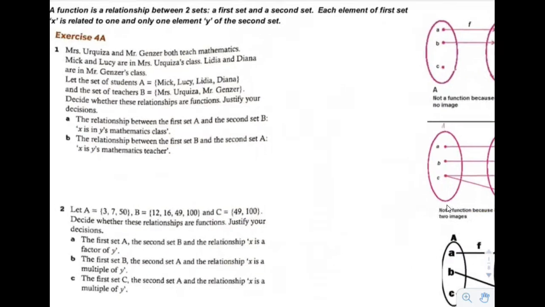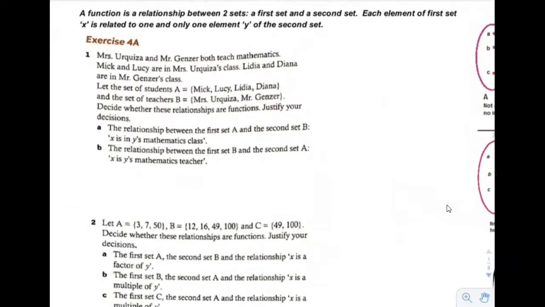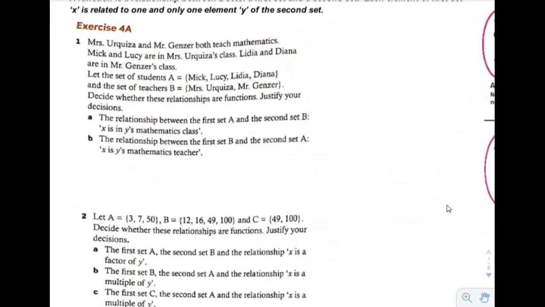Now let's look at number 1. Mrs. Urquiza and Mr. Genzer both teach math. Mick and Lucy are in Mrs. Urquiza's class, and Lydia and Diana are in Mr. Genzer's class. So let the set of students A be Mick, Lucy, Lydia, Diana, and the set of teachers B be Mrs. Urquiza and Mr. Genzer. Decide whether these relationships are functions.